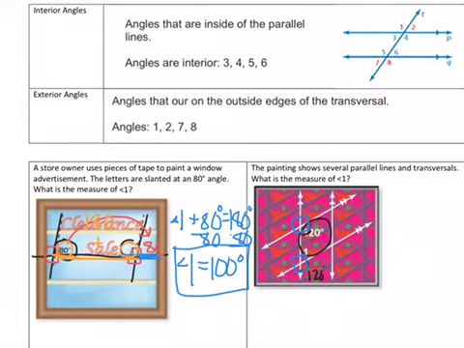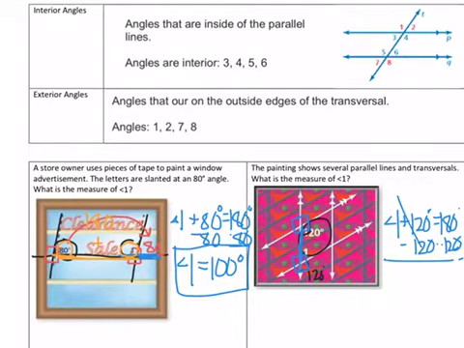So angle 1 is supplementary to that. They create 180 degrees, and just like what we talked about, my 2 consecutive interior angles create 180 degrees. So I have angle 1 plus my 120 degree angle. We know it has to equal 180 degrees. So when I subtract 120 from both sides and solve it, I get that angle 1 is equal to 60 degrees. And that's my answer.